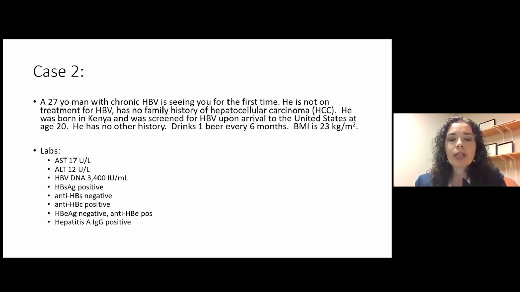Case number 2 is a 27-year-old man with chronic hepatitis B who's seeing you for the first time. He is not on treatment for his hepatitis B and has no family history of hepatocellular carcinoma, or HCC. He was born in Kenya and was screened for hepatitis B upon arrival to the United States at age 20. He has no other history. He drinks one beer every 6 months, and his BMI is normal range at 23.